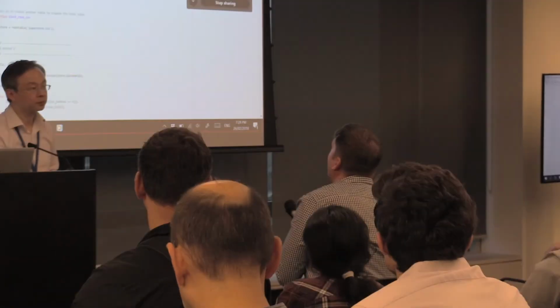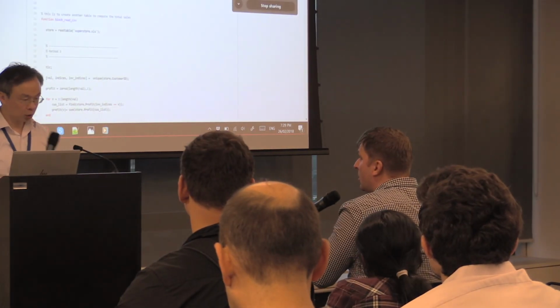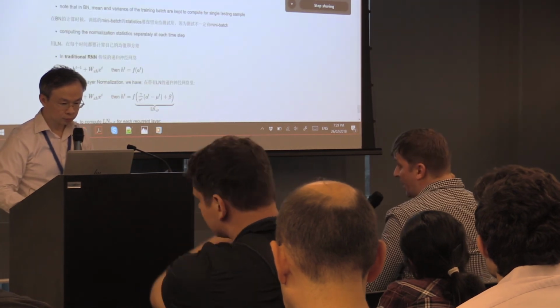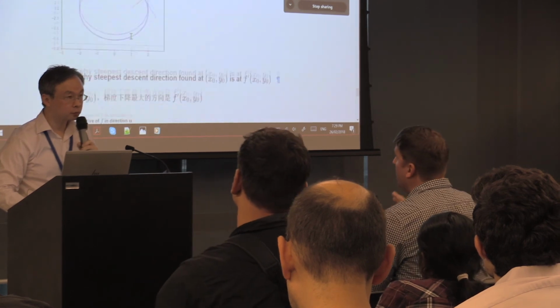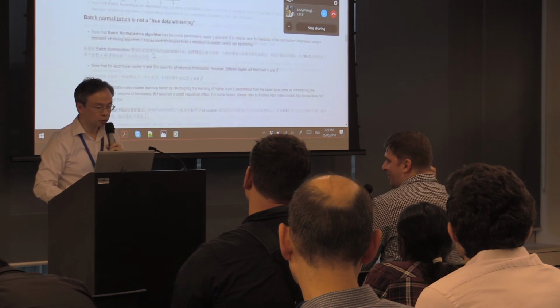So back to the batch normalization. Sure. Just a couple of questions. So with batch normalization, in your example, you had it directly after the input layer. Would you always put it directly after the input layer? And also, what layers afterwards would you?